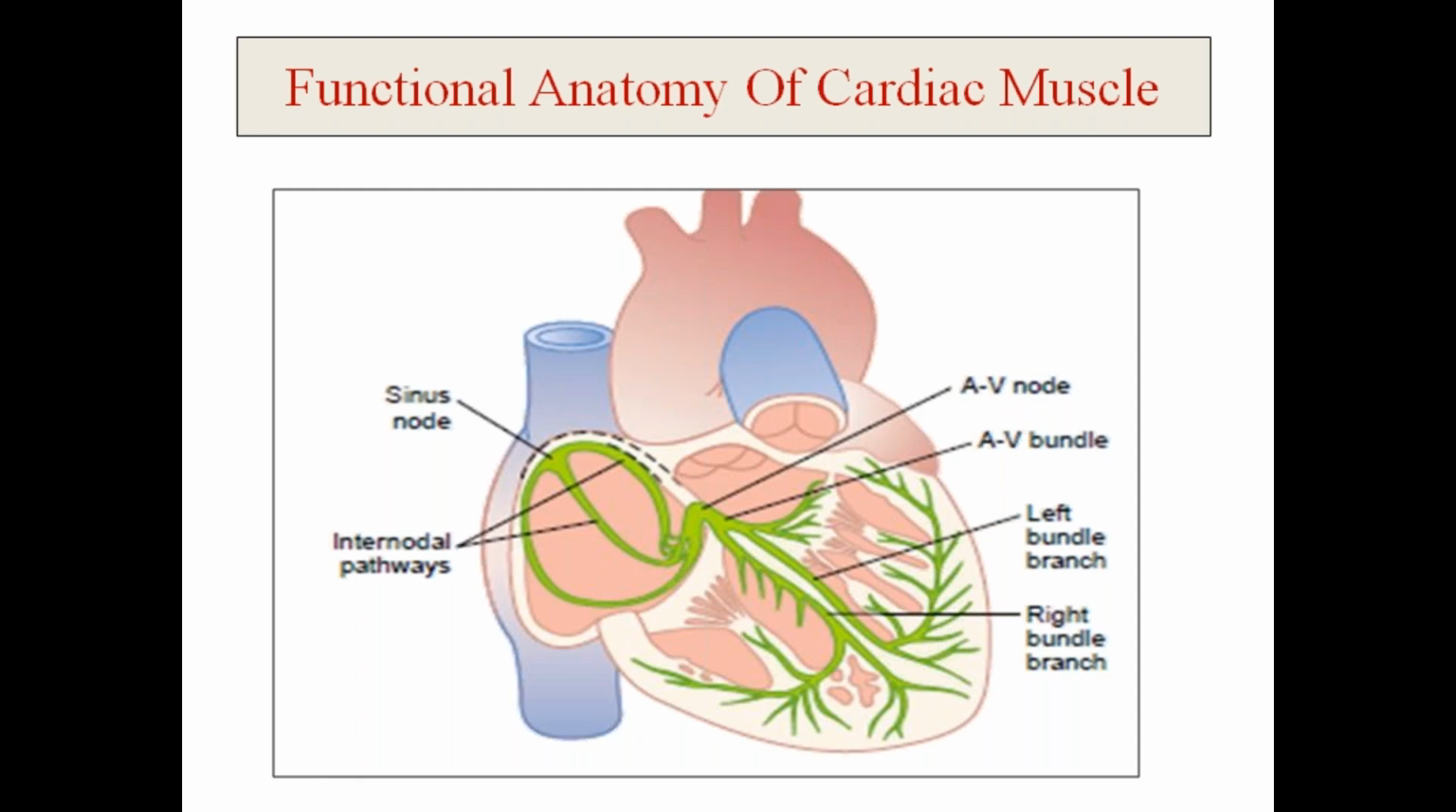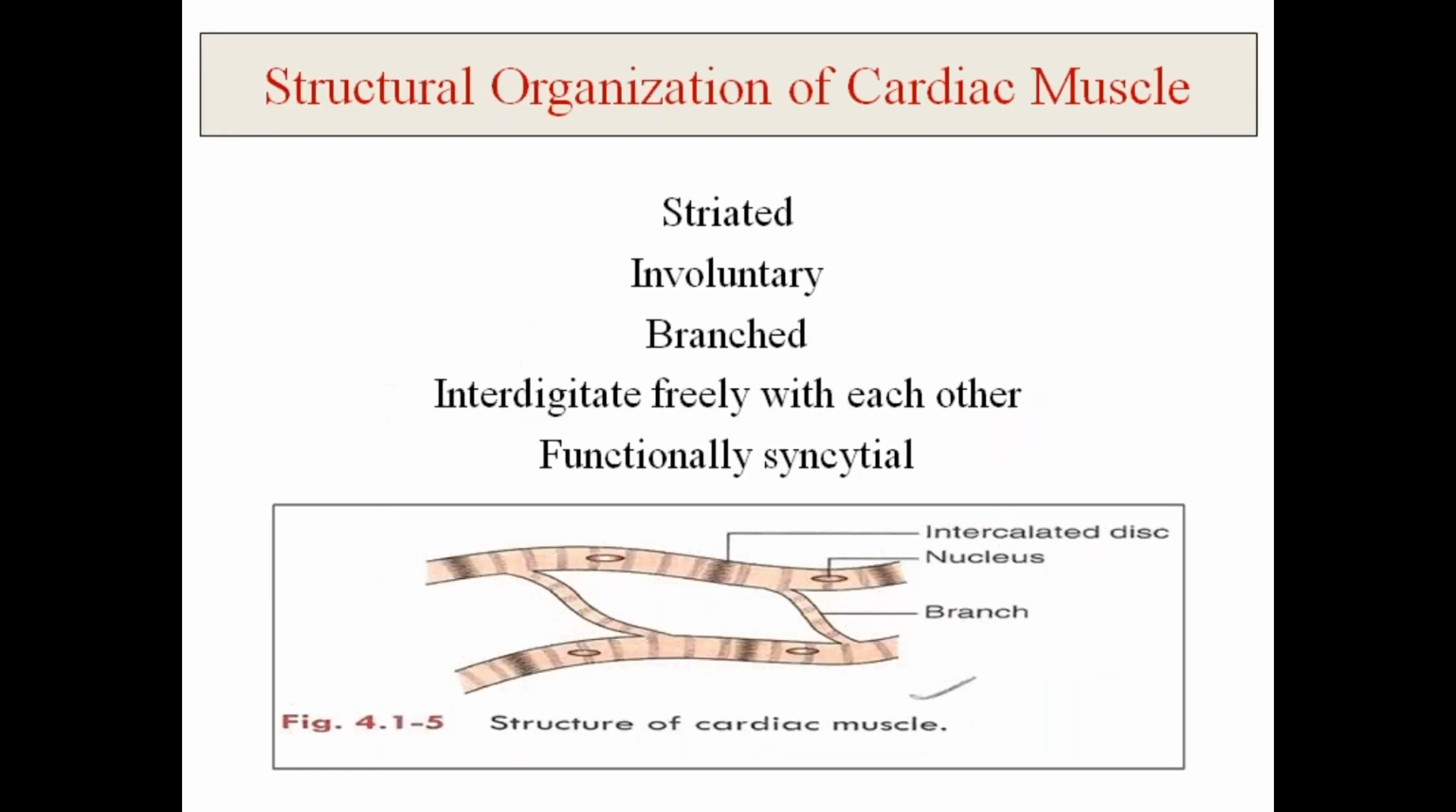And this pink color is your contractile fibers, which contract and generate force, and because of this pressure or force, your blood is pumped either into the lungs or into the systemic circulation, depending upon which ventricle it is. If the right ventricle is contracting, it will pump the blood into your pulmonary circulation. If your left ventricle is contracting, it will pump the blood into your systemic circulation.